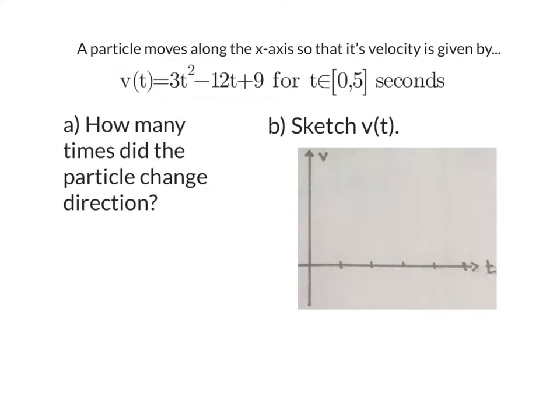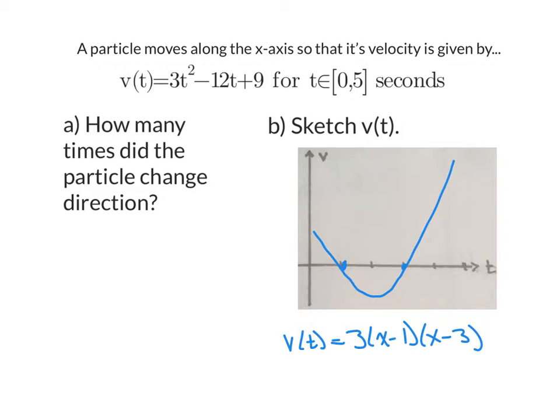I think that in order to answer that, it's best to look at the graph of v of t. And we know this is quadratic. If we factor everything out, we could look at v of t as being 3 times (x minus 1) times (x minus 3). And just from that, we've got enough to come up with a good graph. Like, this thing definitely has x-intercepts at 1 and 3. It's a parabola that's going to open up like this.